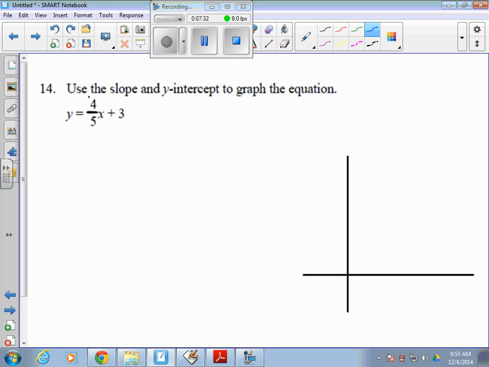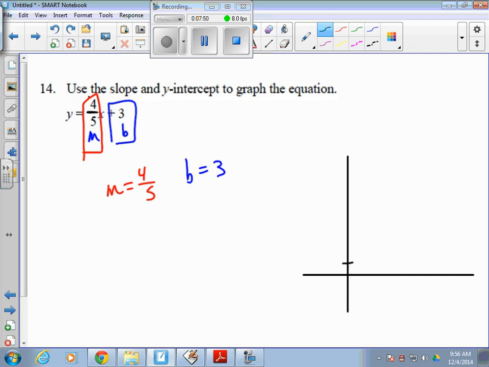14 says use the slope and y-intercept to graph the equation. Again, nice and neat. Y equals mx plus b. So you can see what your m is. M is 4/5. B is positive 3. B tells you where to begin. So begin at 1, 2, 3. There's your first point. M tells you to go up 4 and go right 5.